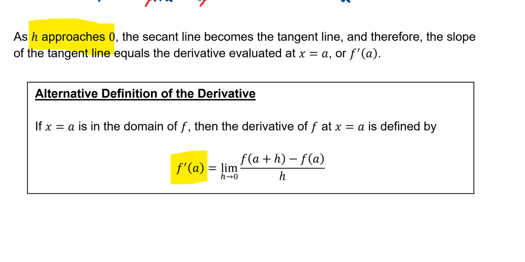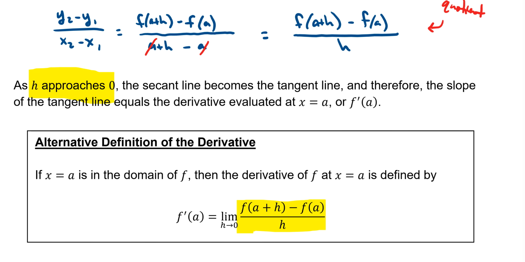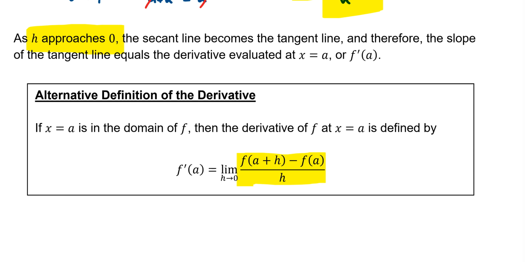So f prime of a is going to tell us the instantaneous rate of change at x equals a, or the instantaneous slope at x equals a, and it tells us the slope of the tangent line at x equals a. So what we do is use that difference quotient we just found a second ago, f of a plus h minus f of a all over h, and we evaluate the limit as h approaches 0. So literally the same concept. We're just thinking about it a little bit differently. And this is just called the alternate definition of the derivative.